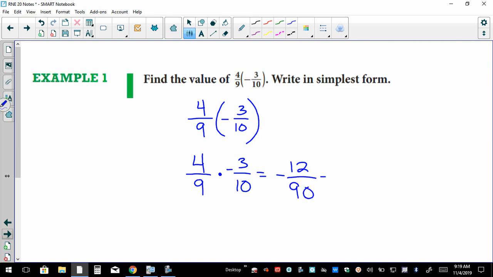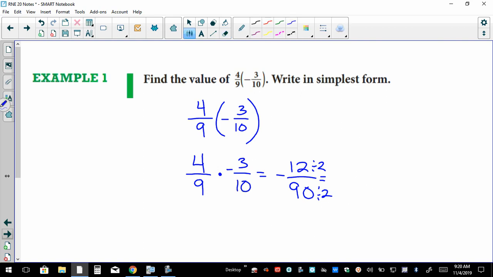Can I reduce? Yes. How do I reduce? What do you need to find, the least common multiple or the greatest common factor? In other words, what number goes into 12 and 90 evenly? Well, let's start with 2, because they're both even. If I divide that by 2 and that by 2, what do I get?